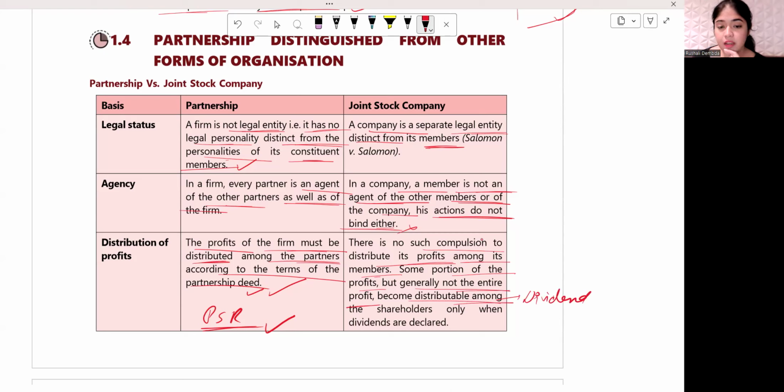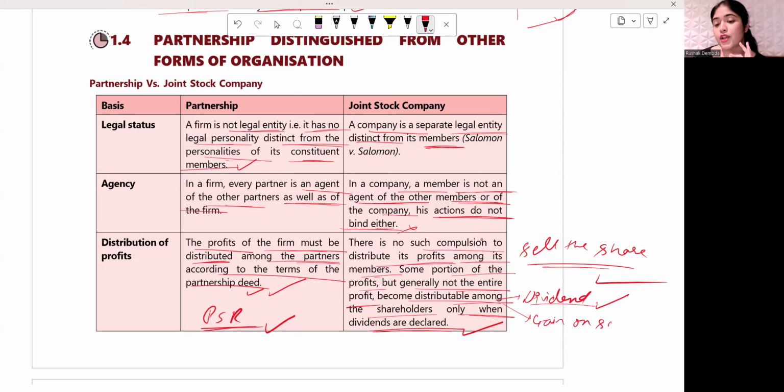Yes, ma'am. So among the shareholders, only when dividends are declared, only when dividends are given, that time only shareholders get the money. Or else what option they have? They can sell the share and get the money, right? That is how two profits are there of a shareholder of a company. Dividend is one profit, other is the gain on sale of share.